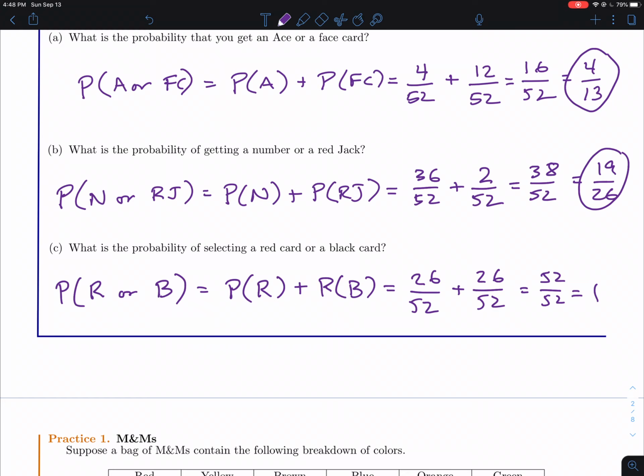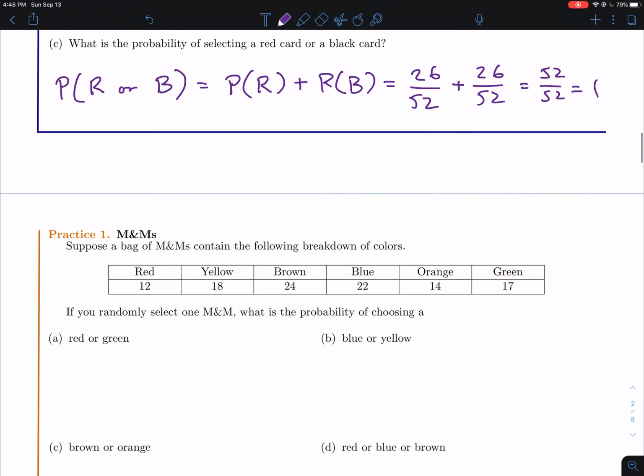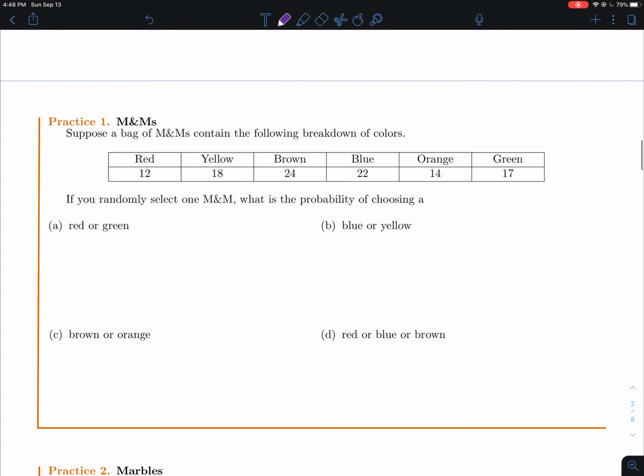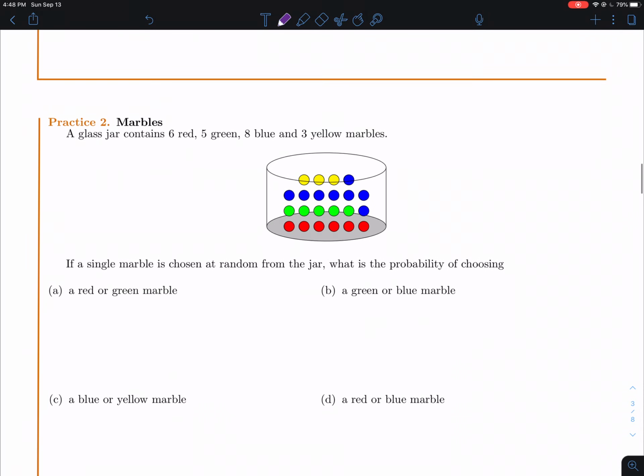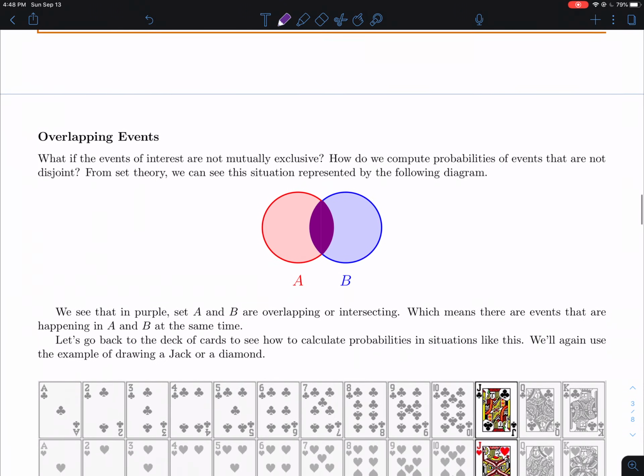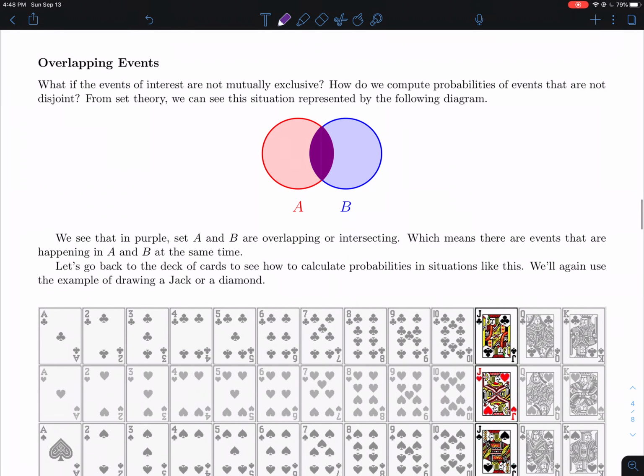So, perfect. All right. At this point, I've got some practice problems for you. Go ahead and pause the video, take a little bit of a break if you need to, and work through practice 1 and 2. When you're done, come back, and then we'll talk about the situation like earlier when something overlaps.